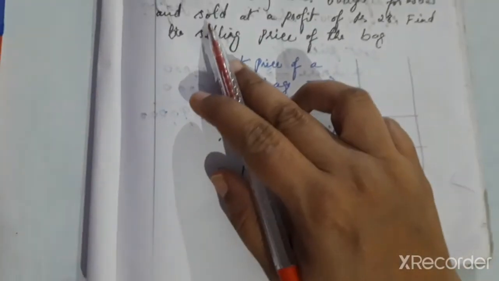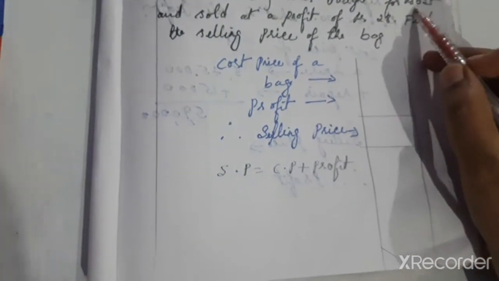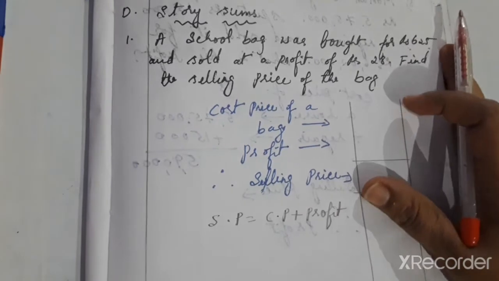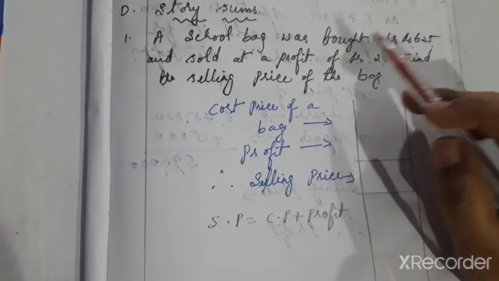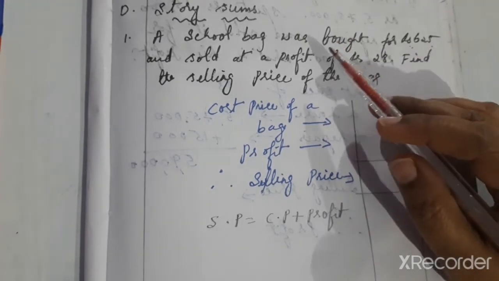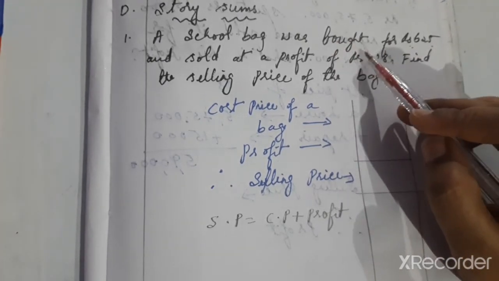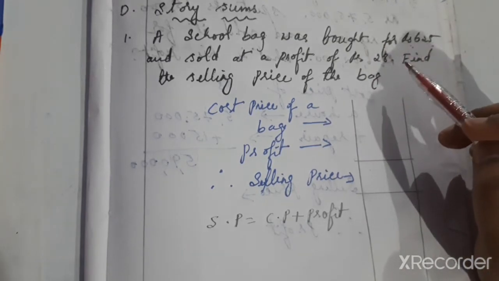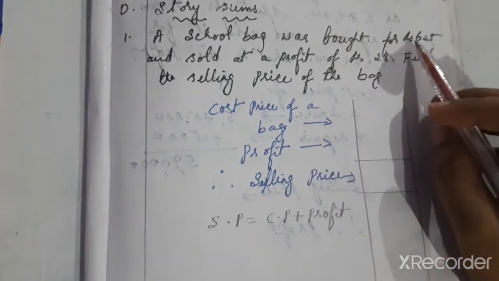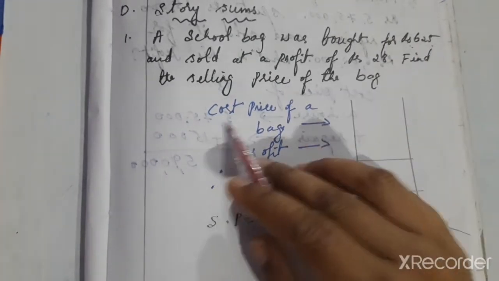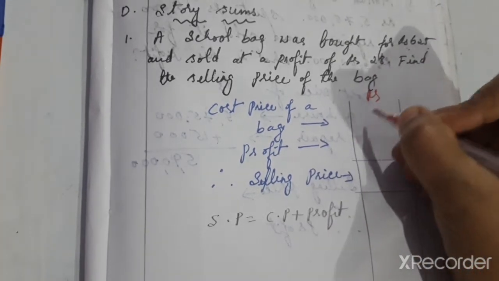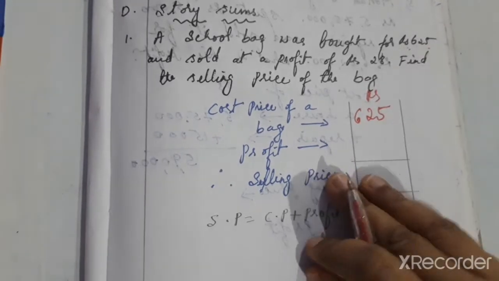So here, story sum: a school bag was bought for rupees 625. The purchase amount is the cost price. Purchase amount is always cost price. If any overhead charges or repair is given, we have to add that amount to the purchase amount, and then it becomes the total cost price. So here a school bag was purchased for rupees 625, so the cost price of the bag is 625. Always purchase price is cost price.